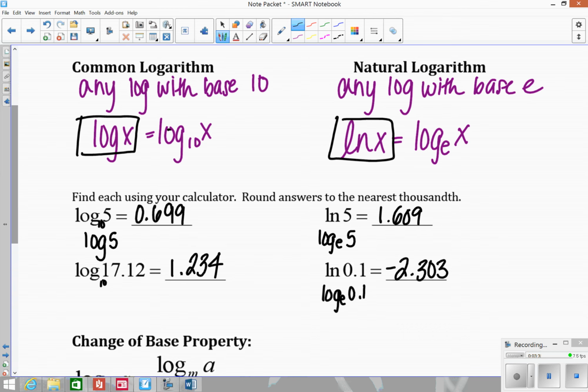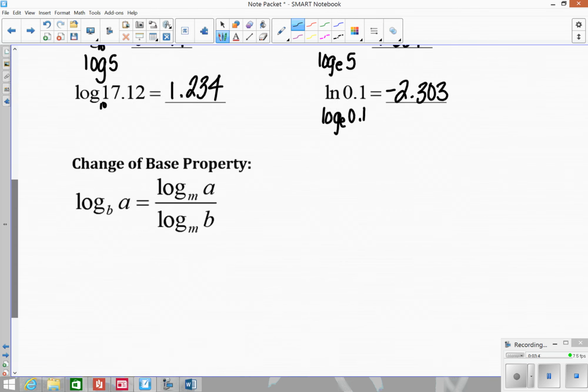So the question is, what happens if you have a log where you don't have base 10 or base e, so you don't have a button for it in your calculator? How do you go about evaluating it? That's where the change of base property comes into play. Let's say I have log base b, where b can be any number, of a. What you would put in your calculator is, typically, base 10 because we do have that button in our calculator.